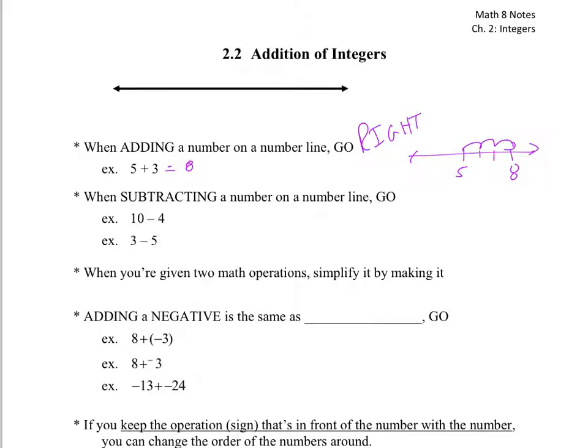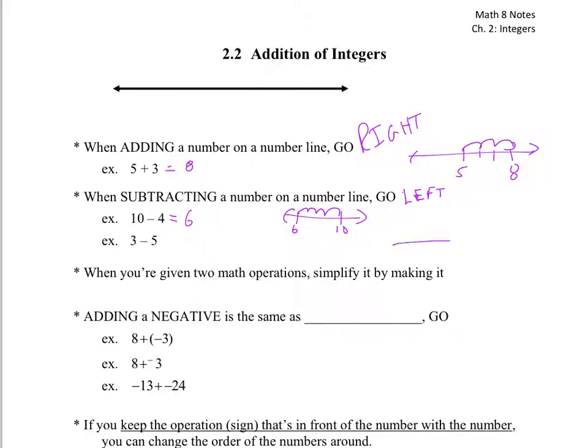When subtracting on a number line, we are always going to go left, because it's the opposite of addition. So this first one here, 10 minus 4 is 6. If you had your number line, 10 is on there. And if we went 4 jumps, we get to 6.